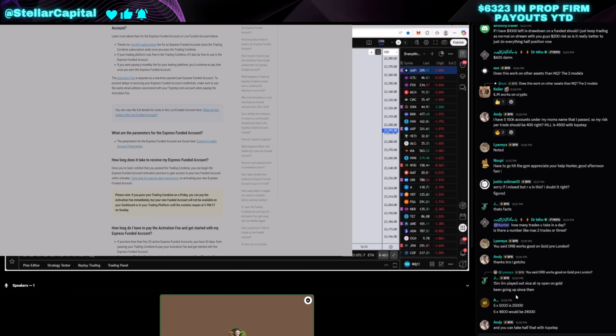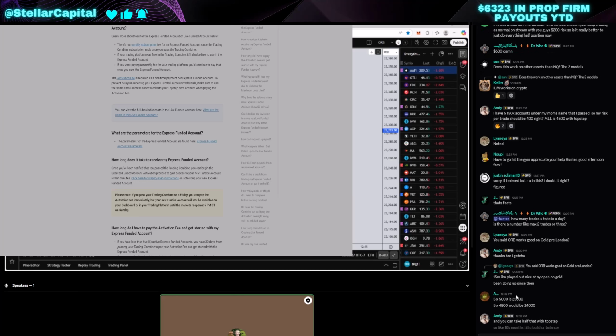So we're looking at roughly 24K, and you can take half of that with most accounts. With TopStep, you can take half of that. With everything else, you'll have to look at what everything is. So you can take half of that, so about 10K. That's a good month right there.